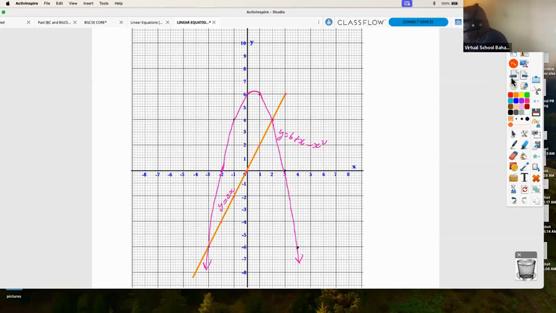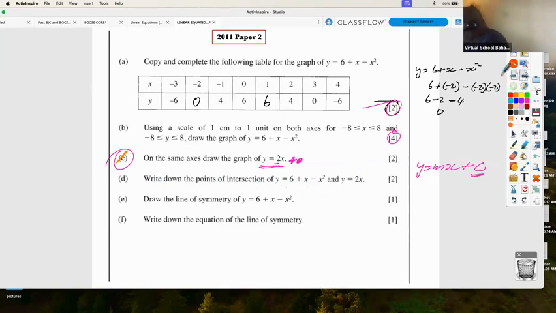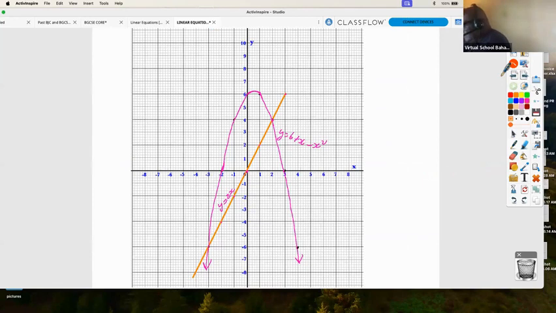Yes, sir. Now you see the same question: write down the points of intersection. So you look there and tell me what the points of intersection are. 3, no, that's 2, 4. And 3, 4. Negative 2, 4.